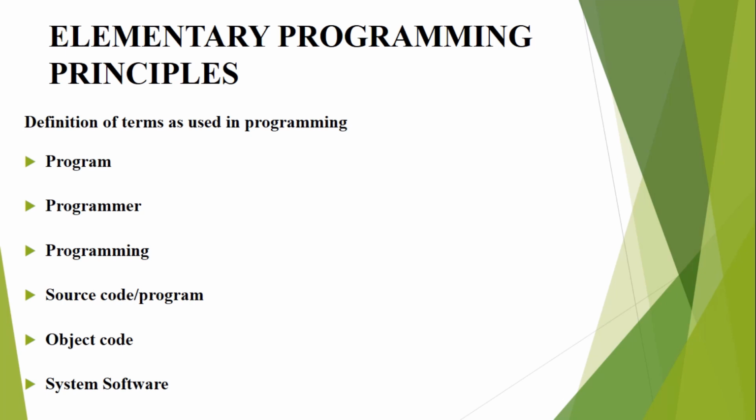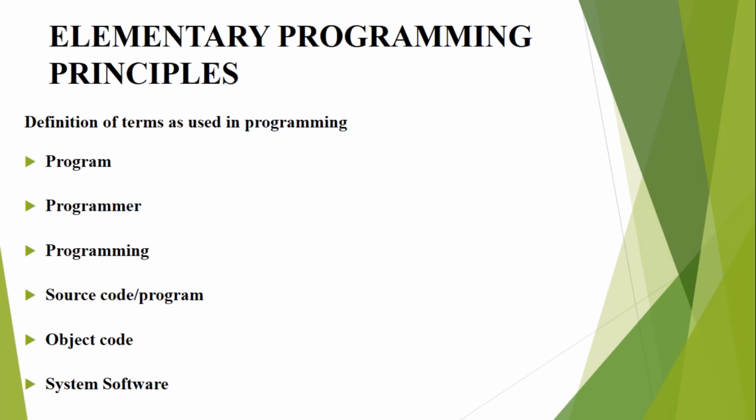We have a source code or a source program. Source code or a source program is any program that has not yet been translated into machine readable form. Any program or codes, or what we call the texts, that are written in a particular programming language and have not yet been translated into machine readable form. Then object code refers to any program that is in machine readable form, that has already been translated into machine readable form.